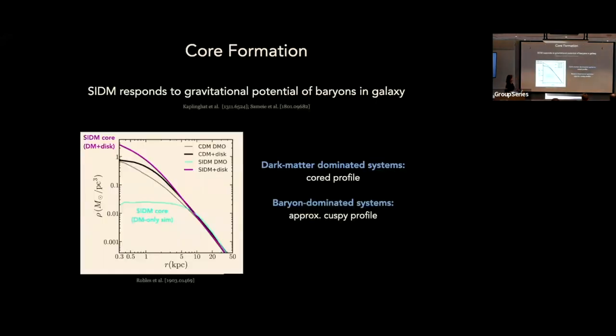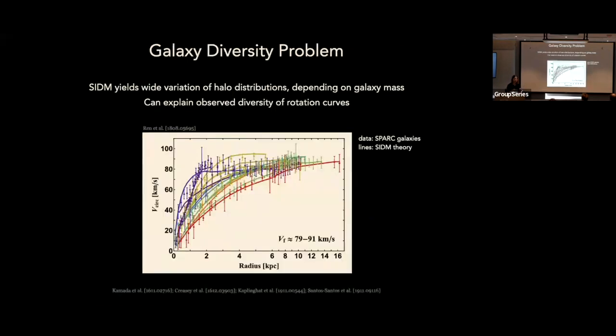So this effect has been observed in simulations. This is one result where you can see density as a function of radius. This is a system that's dark matter only with self-interactions, and you get this core that forms. And then if you add a disk to that same galaxy, the resulting density distribution is the purple line. So it's no longer cored in that case. The nice consequence of this is that it ends up giving the model enough flexibility to be able to explain the diversity of galaxies. So this is kind of a lovely feature of this.